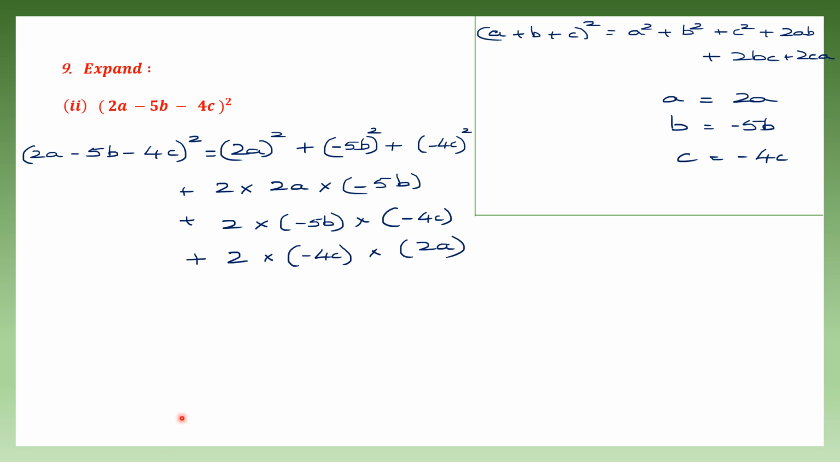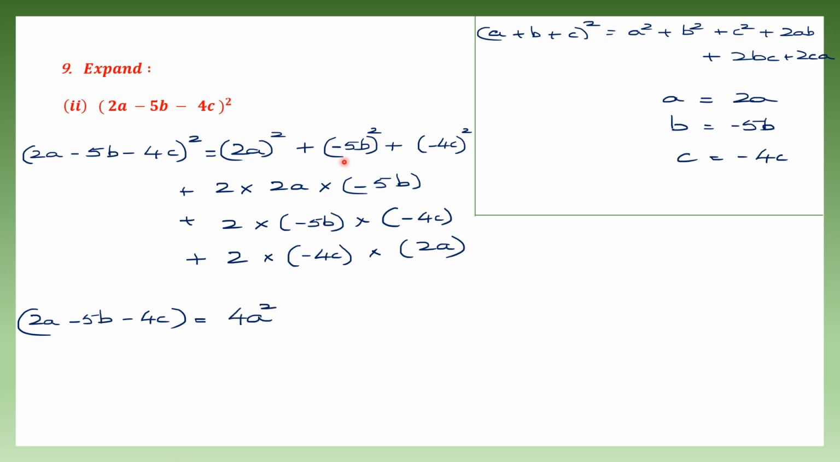So now let's simplify all these. So let's write this down. So that is 2a minus 5b minus 4c. What is this equal to? So the first one, let's take 2a the whole square. That means 2 into 2 and a into a. 2 2s are 4. A into a is a square.